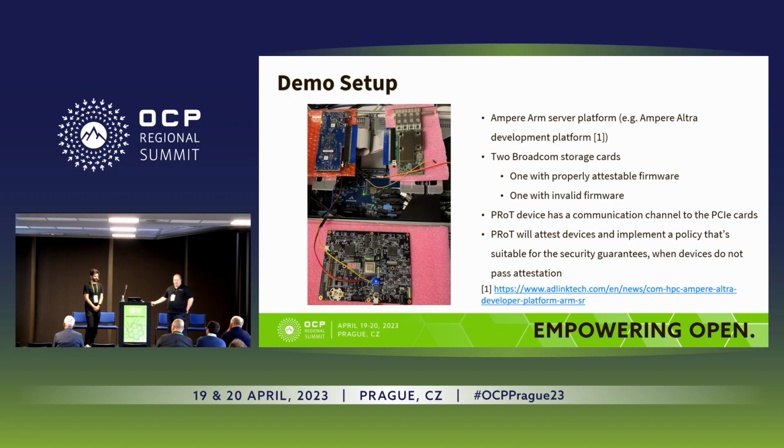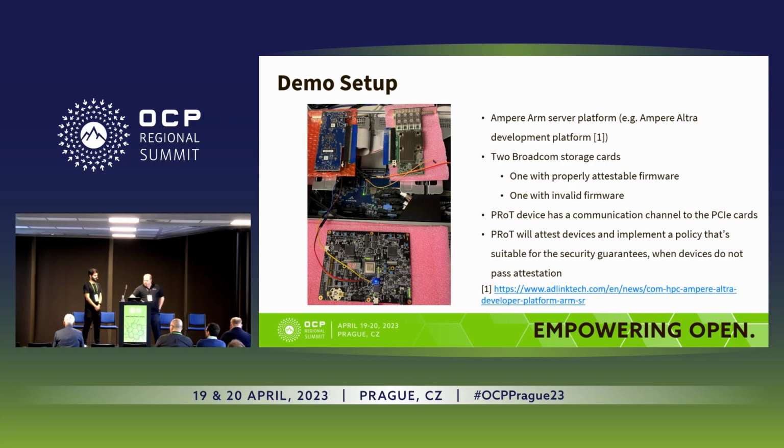The PRoT, then, as we talked about, has that communication. It attests them. And in the policy that we implemented here for this demo, if the device does not pass attestation or authentication, we halt the system. Obviously, that's not the most ideal situation for somebody. Maybe if you have a high security implementation, you would do that. But you could also just disable the device or eject the card from the platform at the same time. So this is entirely dependent upon how you want to go about doing this.